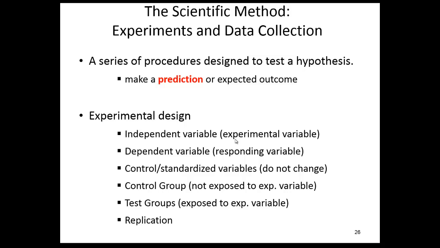And standardized or control variables are things that we don't want to change in the experiment. We want to keep it the same for the group, so we don't have extra variables. You only want to vary one factor in an experiment. And I'll give you some examples of that. And a control group is some group in the experiment that is not going to be exposed to any change. They're going to be the group that we're going to keep away from our test.